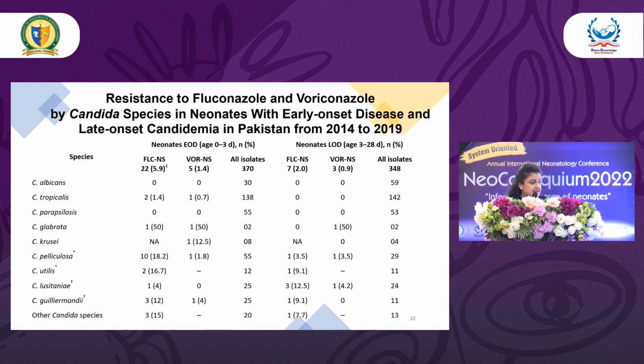So in this study, there were 22 isolates of Candida. Of the 30 isolates of Candida albicans, there was no non-sensitivity. So all albicans is nearly 100% sensitive to fluconazole. But when you look at tropicalis, there is 1.4% that may be non-sensitive. It is high for glabrata, for pelliculosa, utilis, and guilliermondii, as well as other Candida species.